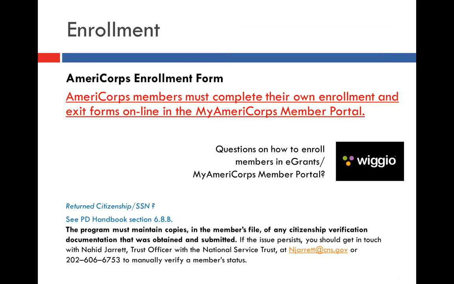Okay. One thing that the corporation is requiring now is that members complete their own enrollment forms and exit forms when possible online in the AmeriCorps member portal. So in the past, programs have been able to do a paper form and then do the electronic enrollment for their members. That is no longer how things will work. So your members need to do their own enrollment in the portal.